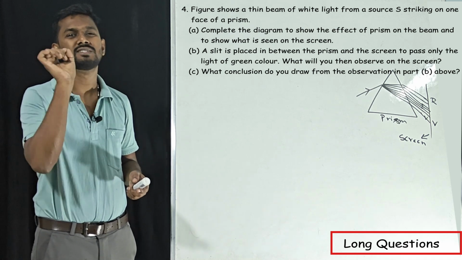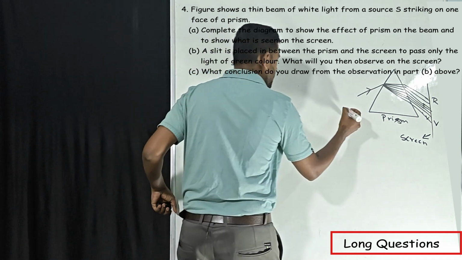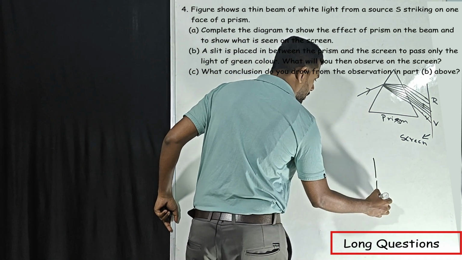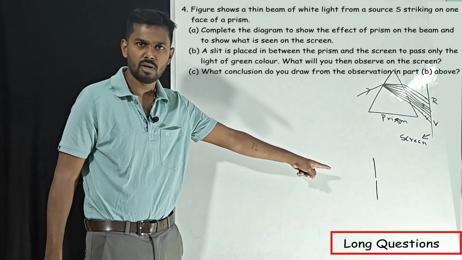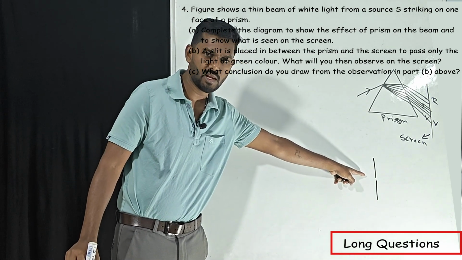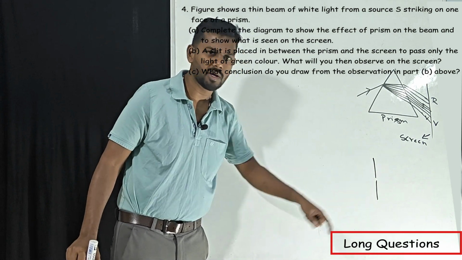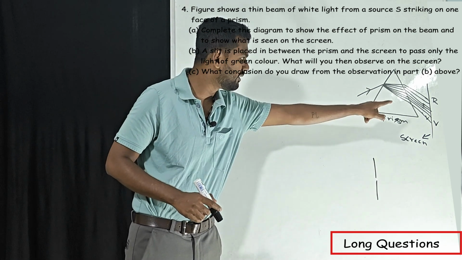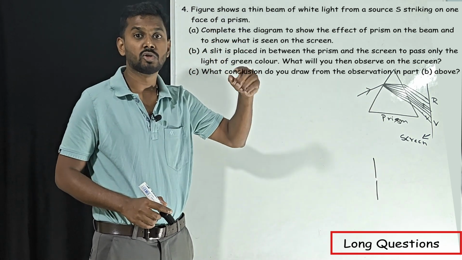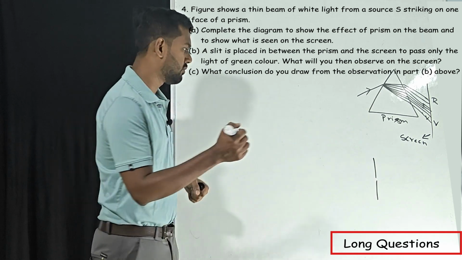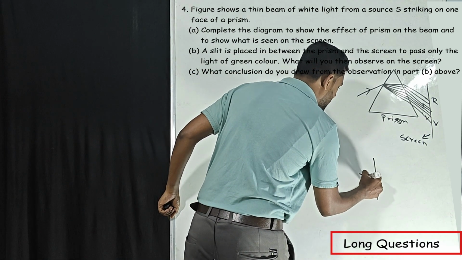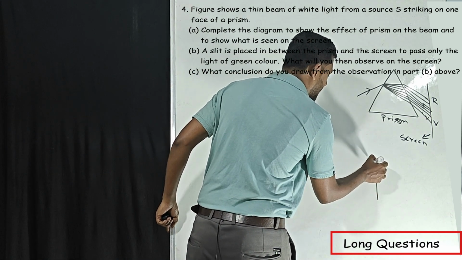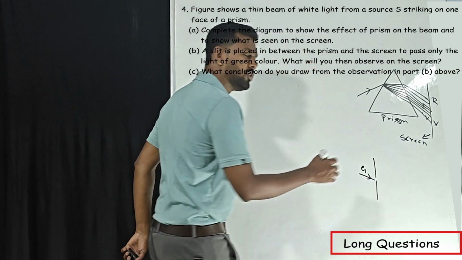First we need to know what a slit is. A slit is nothing but a narrow gap, so the light is going to pass through it. They are going to place this between the prism and the screen, so that only the green light will pass, and the remaining colors will be stuck here.